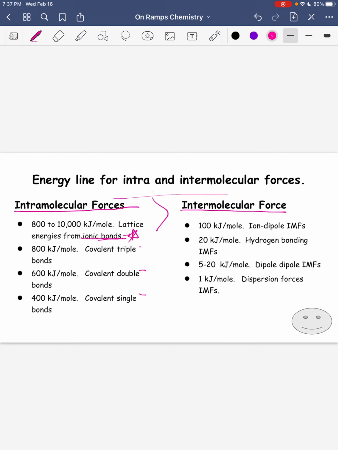So then we have intermolecular force. So hydrogen bonding is the most when compared to dipole and dispersion forces. So dispersion forces are extremely low. And then we have dipole, which is polar molecules, is 5 to 20. Okay, moving on.